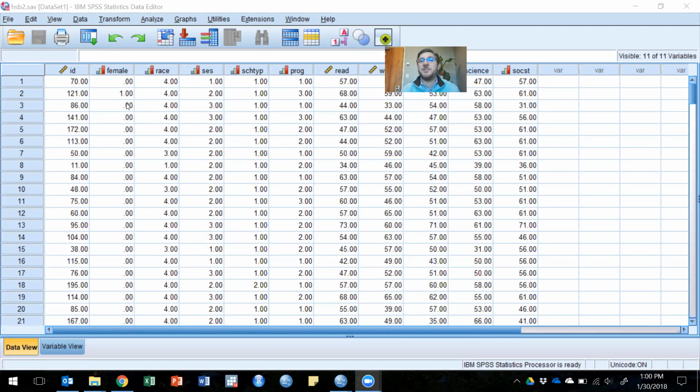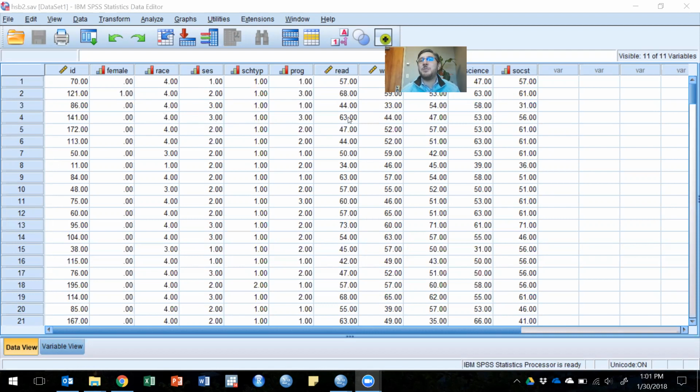So it has information on the gender of the student, 1 if the student is female and 0 if they're male. There's a race variable, an indicator of their SES, the type of school they attend, whether it's public or private. And then they have different assessments. They have a reading assessment, writing, math, and I think social studies.